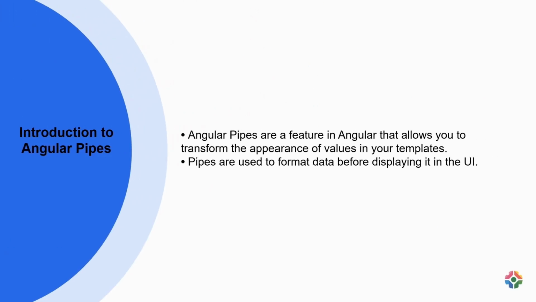Angular pipes are a vital feature in Angular that enables you to modify the presentation of values in your templates. They serve the purpose of formatting data to enhance its display in the user interface. For instance, if you have a date stored in a certain format in the backend, you can use the DatePipe to reformat it to a more user-friendly form for the front end.